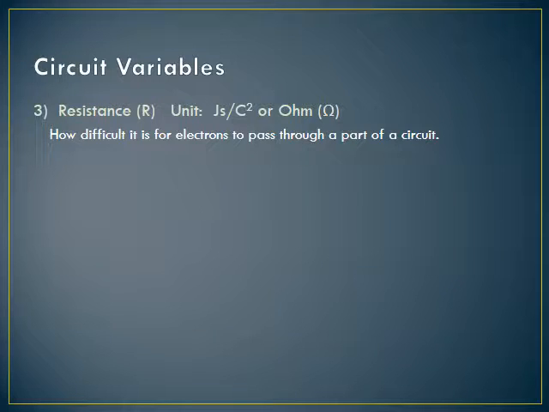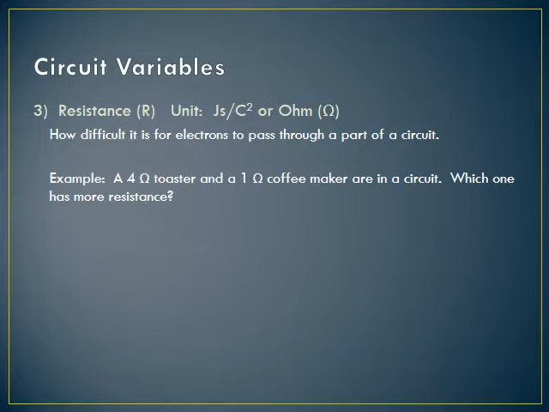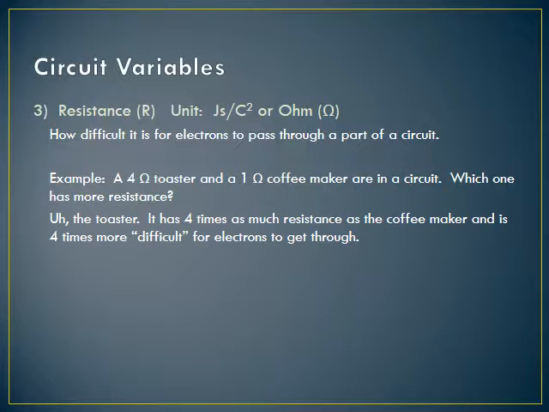Don't remember that. Instead, we'll call the units for resistance the ohm. That's a shortcut for that. So the thing about ohm is it's drawn as a little horseshoe. It's the Greek letter omega, and that's what the standard unit for resistance is. Example problem for resistance, something like this. A 4 ohm toaster and a 1 ohm coffee maker are in a circuit. Which one of those has more resistance? Well, the toaster. It has 4 times as much resistance as the coffee maker, which means that it's 4 times more difficult for the electrons to get through.